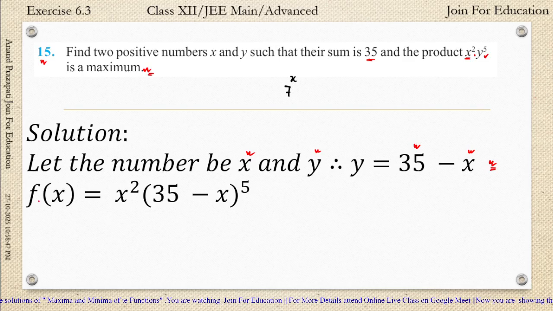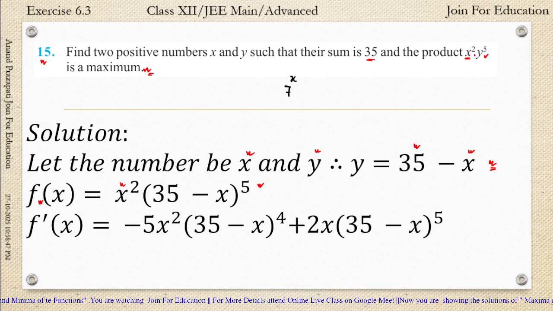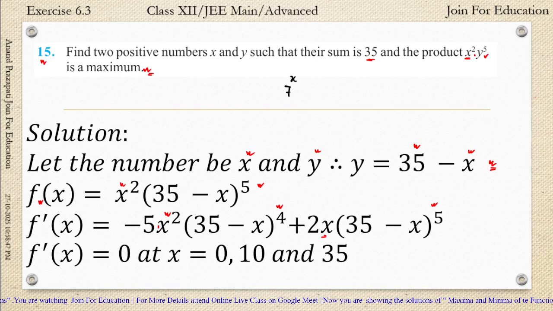So the value of the function equals x square into y to the power 5. Here y equals 35 minus x, so (35 minus x) to the power 5. So the first derivative of the function equals minus 5 into x square into (35 minus x) to the power 4 plus 2x into (35 minus x) to the power 5. The first derivative of the function will be 0 at x equals 0, 10 and 35. Is there any problem understanding up to this step?